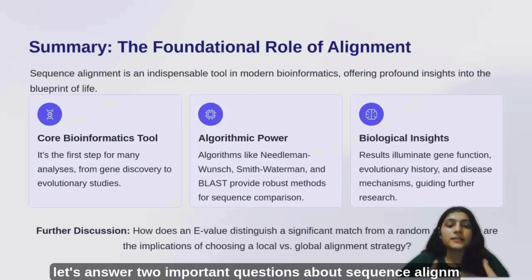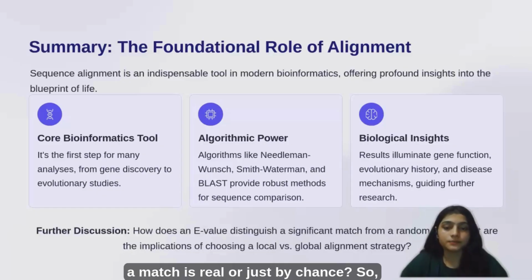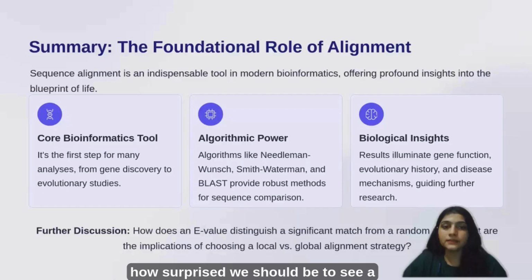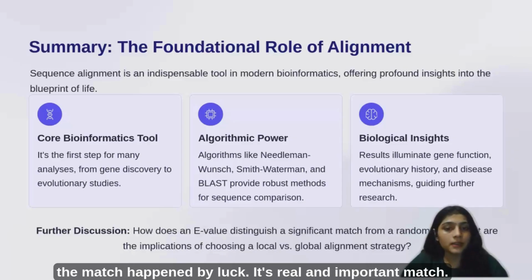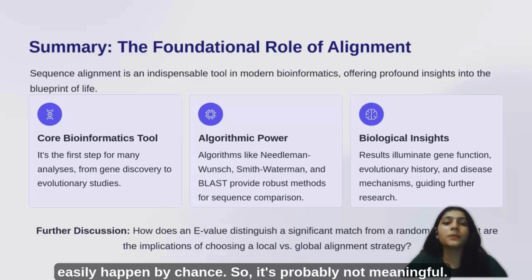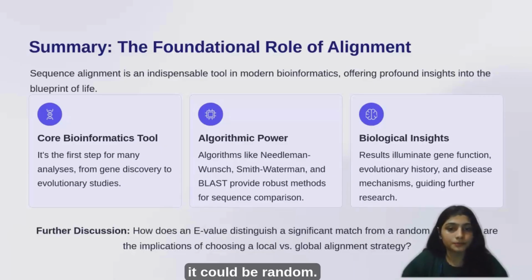So before we finish, let's answer two important questions about sequence alignment. How does an e-value tell us if a match is real or just by chance? Okay. So think of an e-value like a score that tells us how surprised we should be to see a match when comparing sequences. A small value means it is very unlikely the match happened by luck. It's a real and important match. A big e-value means the match could easily happen by chance, so it's probably not meaningful. In simple terms, low e-value, it is special, and high e-value, it could be random.